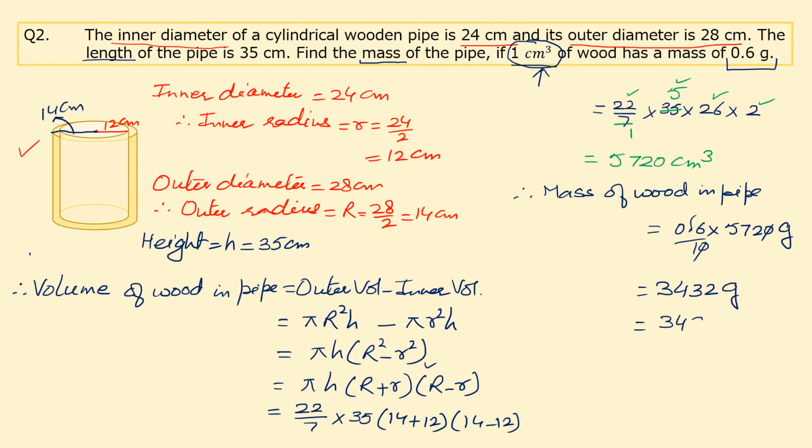You can leave your answer in grams, and if you want to find the mass in kilograms, you can divide it by 1000, right? This is not a necessary step. If you want, you can do it. So 3.432 kilogram, right? So therefore mass of wood in the pipe is 3.432 kilograms. Let's move to the next question.